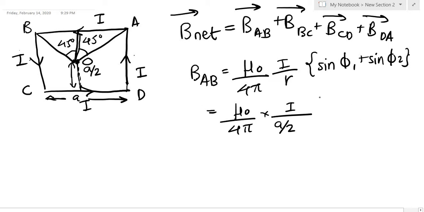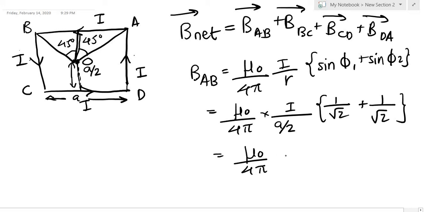Remains the same on top. Then sine 45 degrees is 1 over root 2. Sine 45 degrees again is 1 over root 2. Now when you simplify, you get mu naught by 4 pi 2 root 2 I by A, and that's just for BA. And the direction of BA, you want to use the right hand thumb rule. The magnetic field is originating from O.